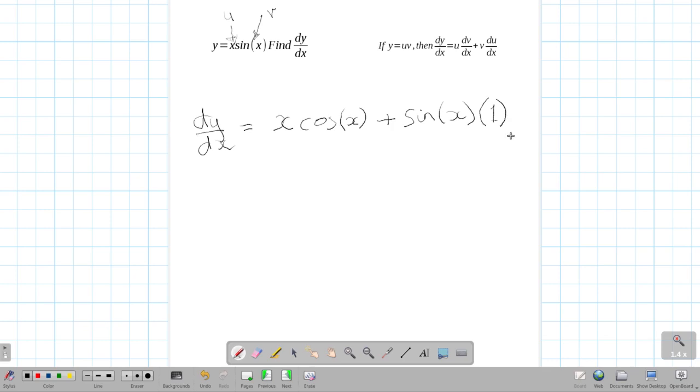Okay. Obviously that can just be written as sine x. Anything times 1 is just itself. So there you go. There you've got it, a final answer. So that's it. As simple as that. Let's have a look at another one.